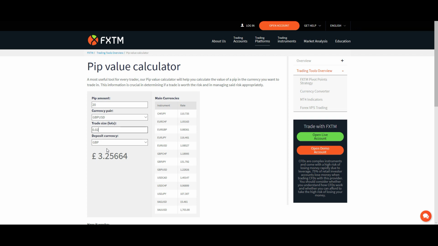This tool's really handy and it will help with your money management. Make sure you check which size you should be using when you trade a different pair, because the value of a pip is different for every pair.